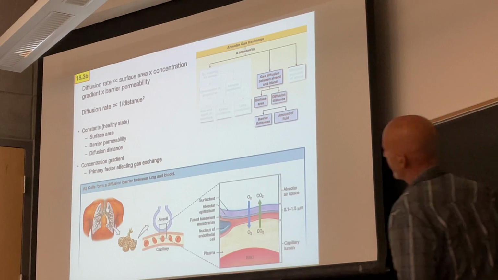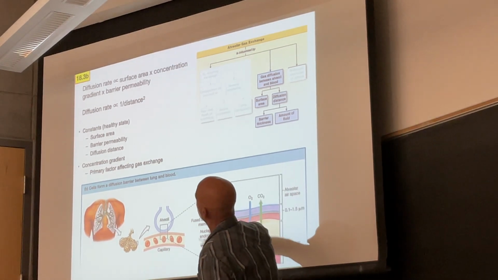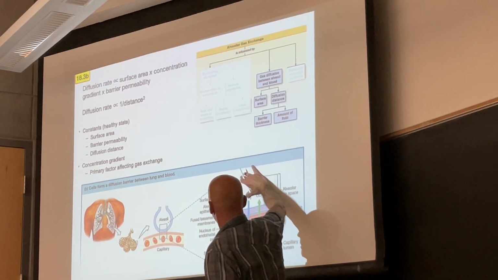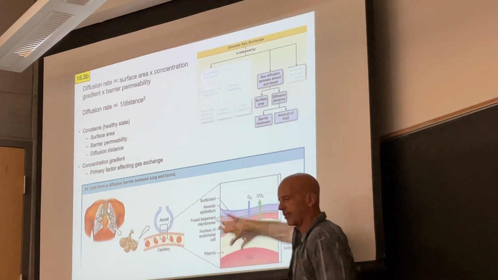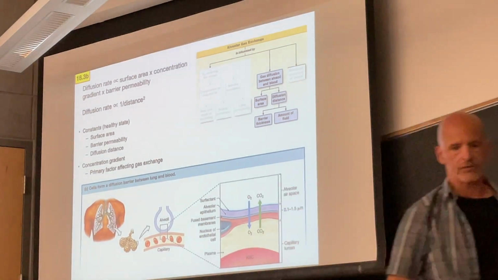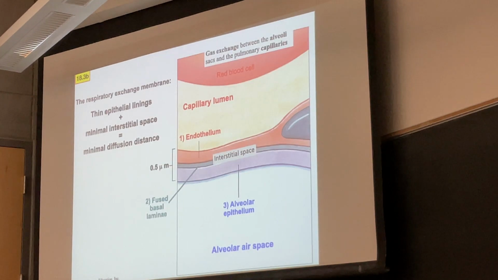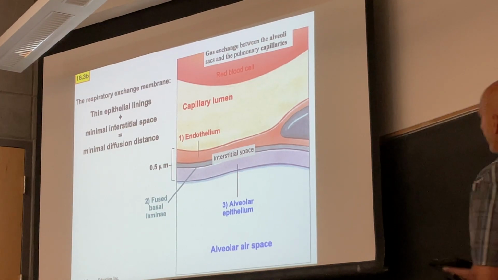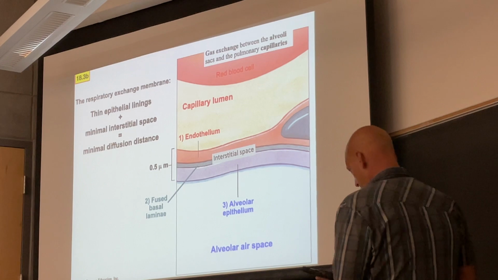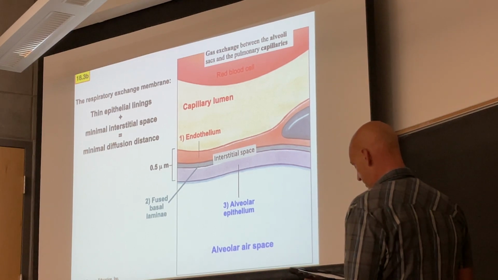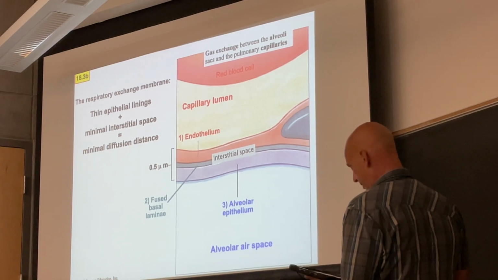And then the other thing, of course, the primary factor, is the gas exchange. Is there enough gas? Is the pressure gradient big enough for things to move across? Okay, so the diffusion, again, we have the alveolar oxygen space over here.